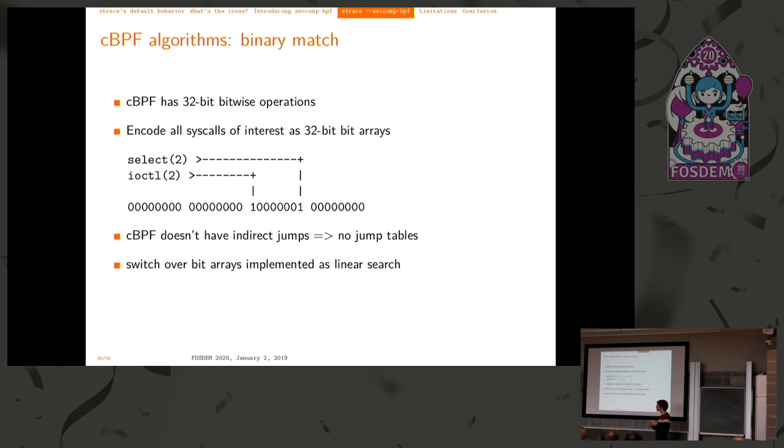And we're going to select the appropriate offset once we reach the appropriate bit array, and we're going to check if it's 1 or 0. So the reason we can't jump directly to the bit array that we're interested in is that in CBPF, you do not have indirect jumps. So you have to implement your switch case as an if-else and go over all of the different cases.